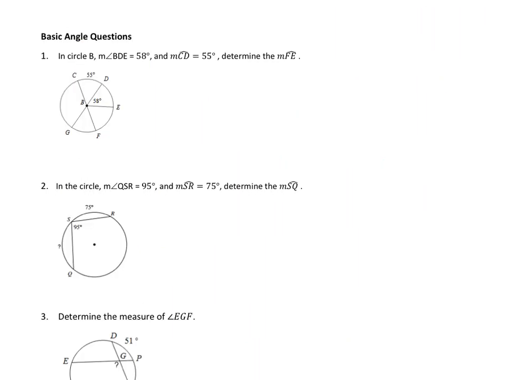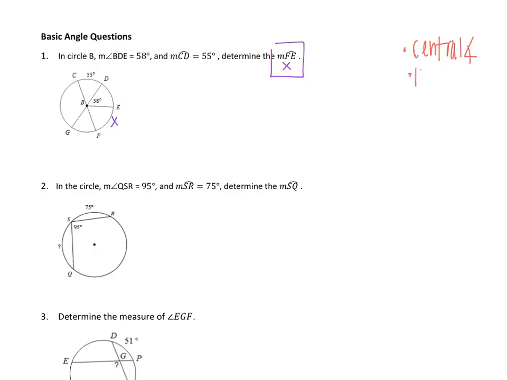Okay, so for the first basic angle question, we have circle B. They give us a couple angles or arcs, and we're going to find the measure of arc FE. So let's choose to call this X. And you need to go through your list of options as far as identifying the type of angle that we have. Remember, our list includes something called a central angle.